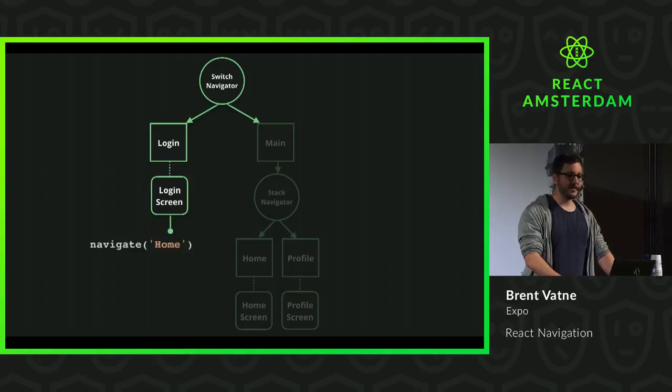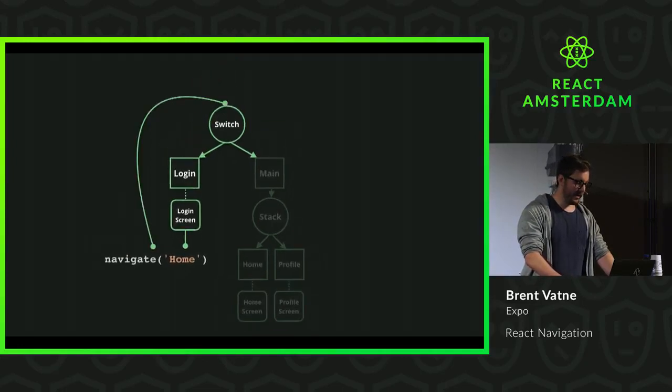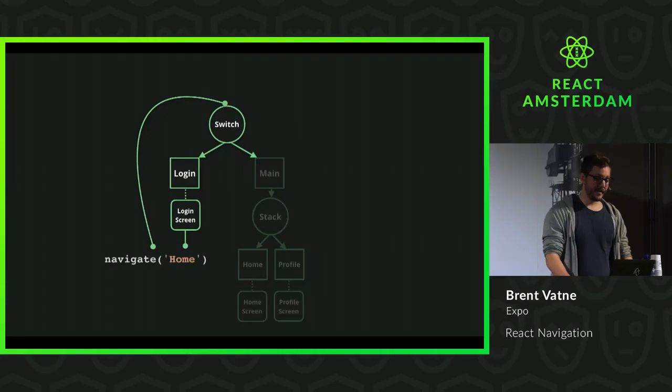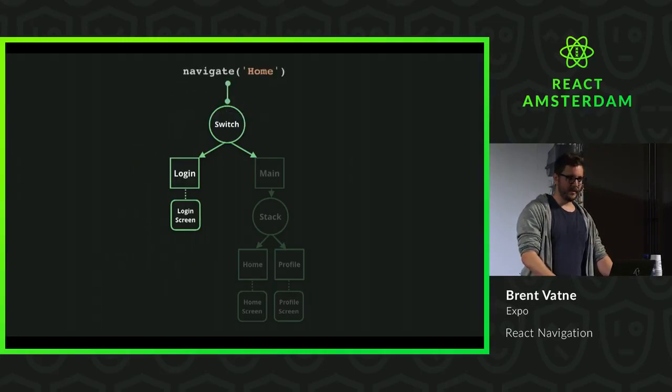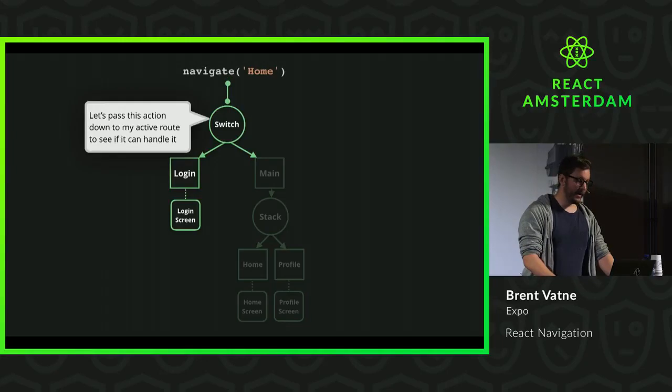From the login screen, we call navigate home. What this actually does is it dispatches an action to the root of the entire navigator tree. So it's actually more equivalent to doing something like this. The navigator at the root says, OK, let's pass this action down to my active route and see if it's capable of handling this.